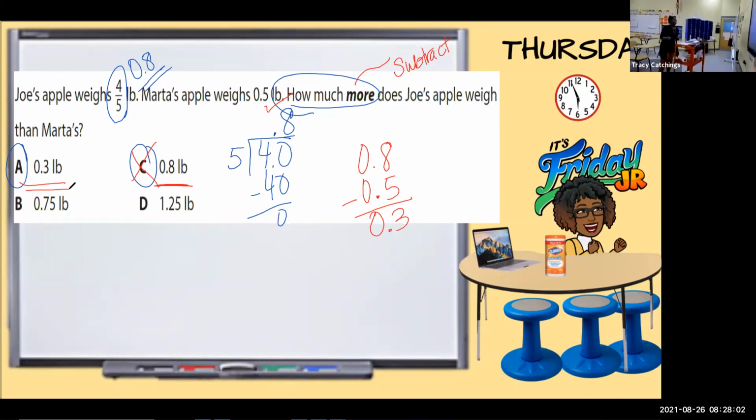So for different questions, definitely make sure we go back and double check to make sure we answered everything they wanted us to answer. Yes, dividing got us to 0.8, but it was one other step. So always reread and double check. Yes, a trick.